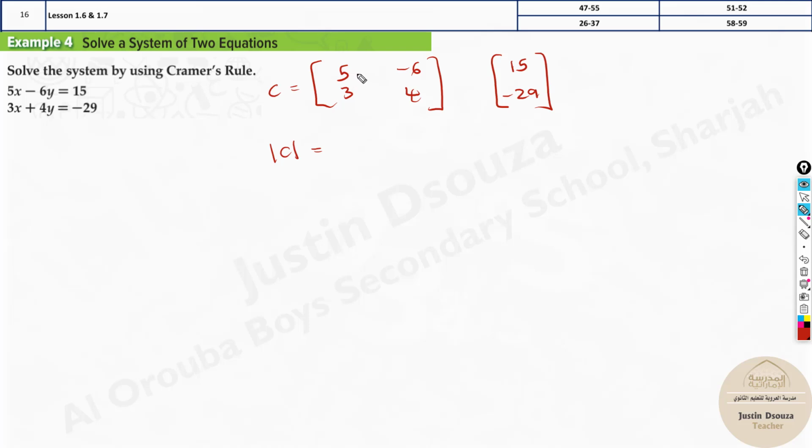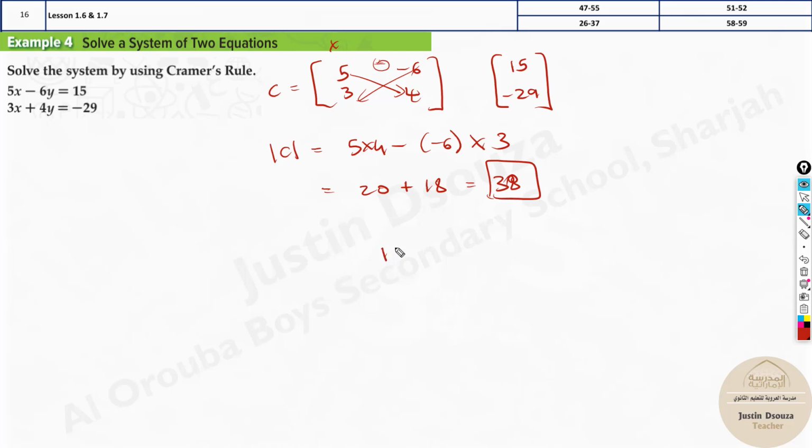Here it is 5 times 4 and then minus, the minus sign is very important. 5 times 4 minus 6 times 3. So here the answer would be 20 minus, and minus again, so plus 18. The answer is 38. That is the determinant of the coefficient matrix, 38. Now in order to find x, you need to replace these values by 15 and 29.